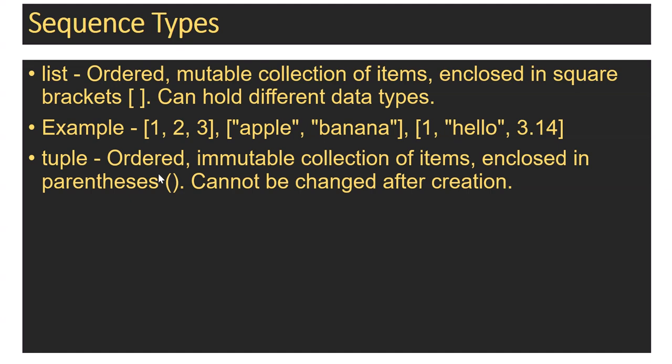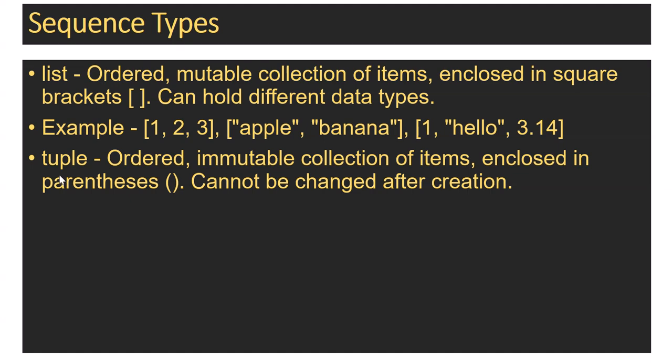So another sequence data type that we have is tuple. What do we mean by tuple? Tuple is also an ordered immutable collection of items enclosed in parentheses, not a square bracket. Remember, if it is a square bracket, that's a list, but for tuple, it is enclosed in parentheses. And here we can say it cannot change after creation, and that has relation with the immutability. We are saying immutable collection of items. Let's see an example, and then I will explain what we mean by mutable for list and immutable for tuple.